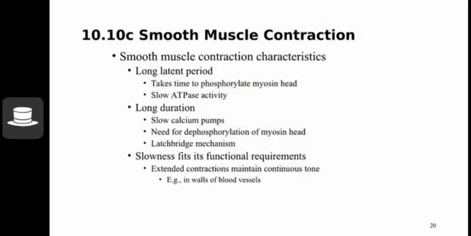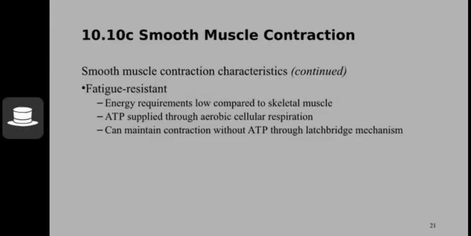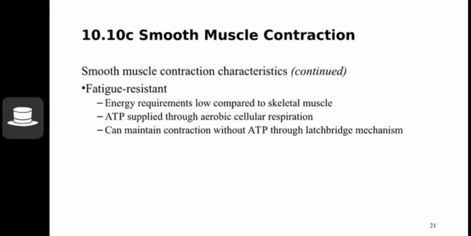Smooth muscle has a really long latent period. It also contracts for a long period of time. The calcium pumps are kind of slow. And it uses something called the latch bridge mechanism that you don't need to go into. But it's very slow to contract. It's very slow to relax. It's very fatigue resistant because of the enzymes used in it. And it can maintain a contraction without ATP through this latch bridge mechanism.